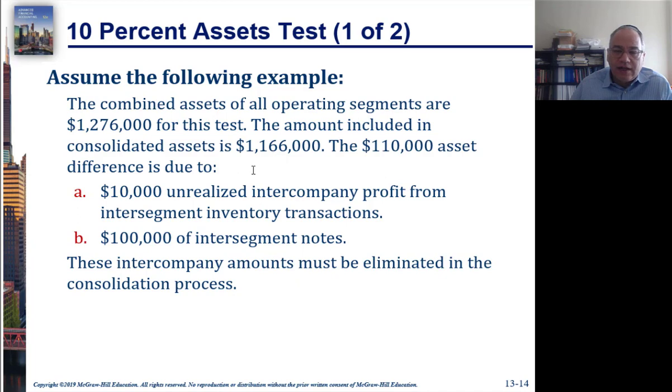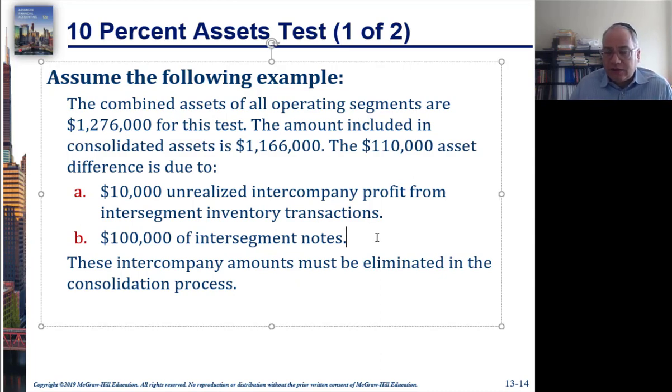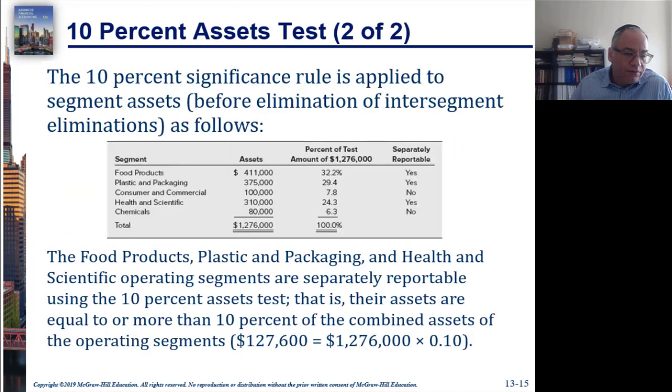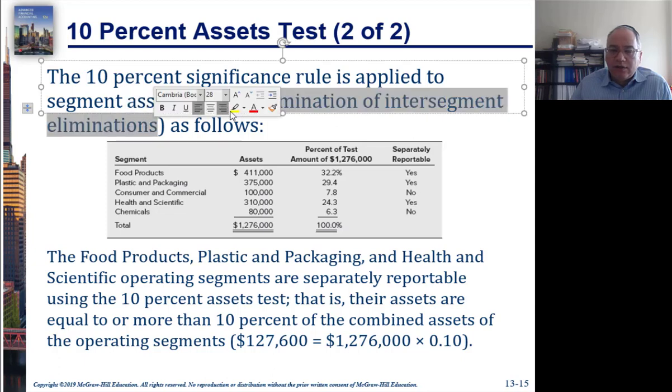The amount including consolidated assets is $1,166, and there's a $110,000 asset due to unrealized intercompany profit, which, if you remember that from Chapter 7, and $100,000 in intersegment notes, because one is a receivable, the other is payable. And these would be eliminated in the consolidation process. For purposes of our test, they're included. This is before you do your eliminations.